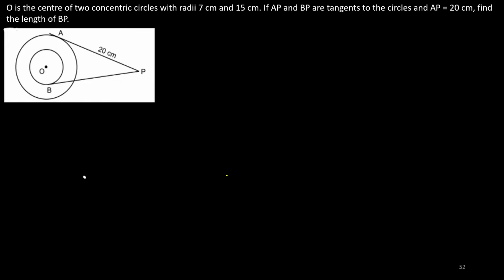O is the center of two concentric circles with radii 7 cm and 15 cm. And AP and BP are the tangents to the circles and AP equal to 20 cm. Find the length of BP. You are supposed to find out the length of BP. Quite direct question, quite simple and easy question.